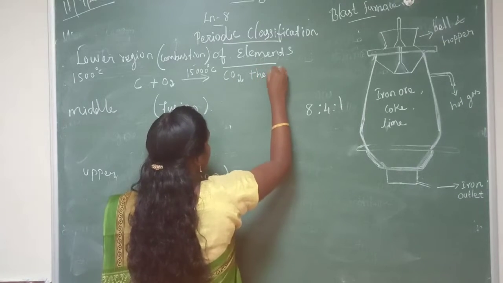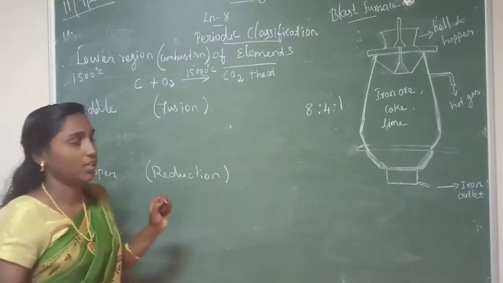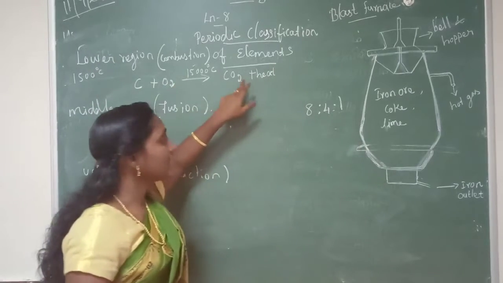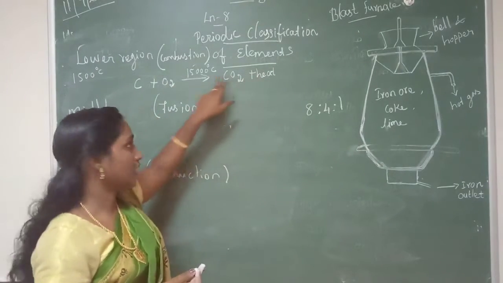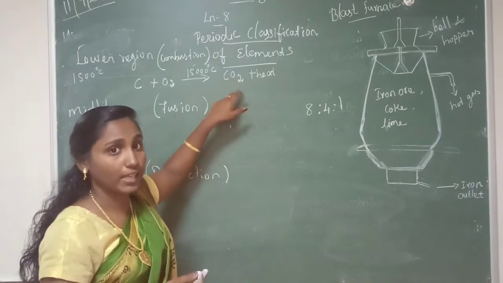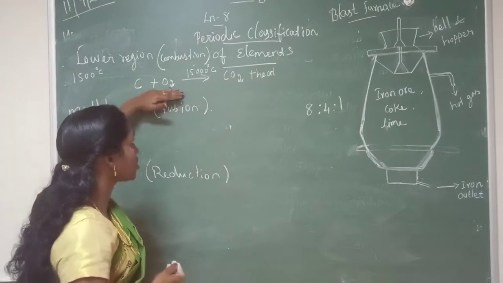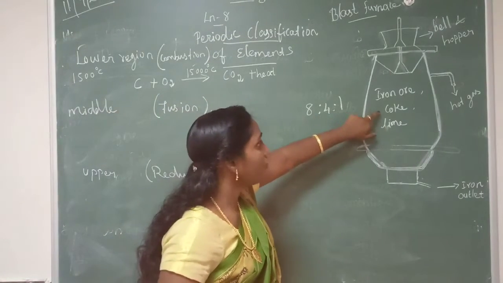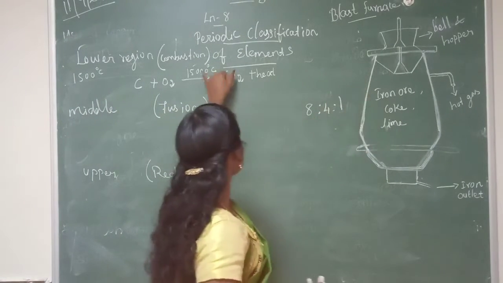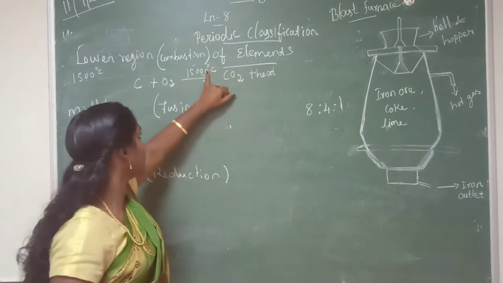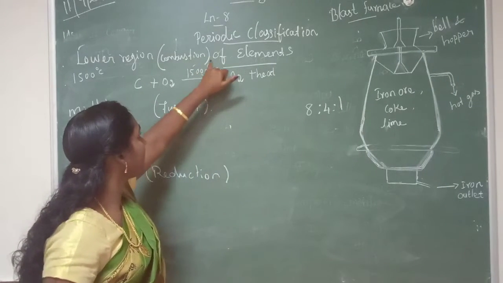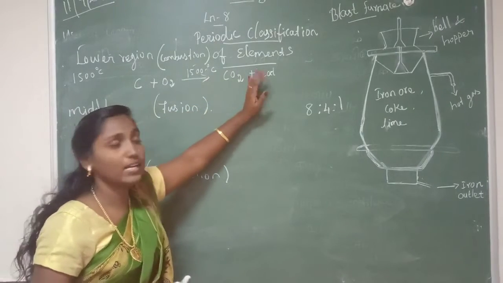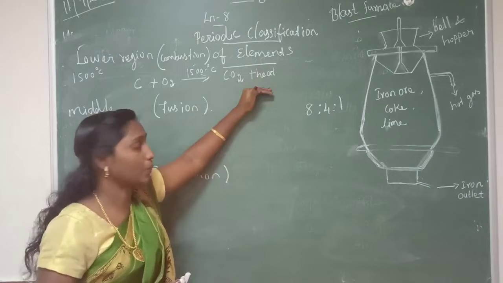In this lower region, heat is liberated, so this reaction is called an exothermic reaction. Have you understood this equation? Coke contains carbon, so when we heat this carbon with oxygen at 1500 degrees Celsius, we get carbon dioxide and liberation of heat. So it is an exothermic reaction.